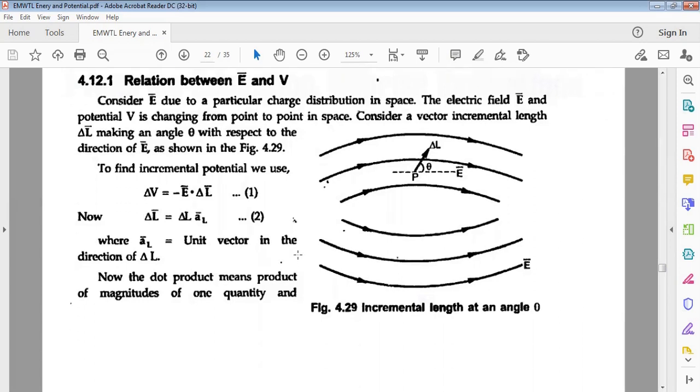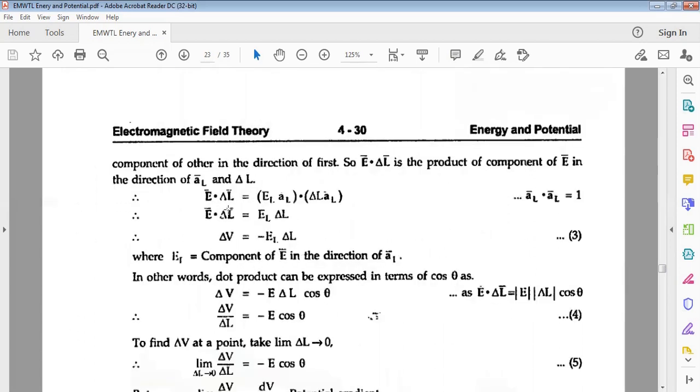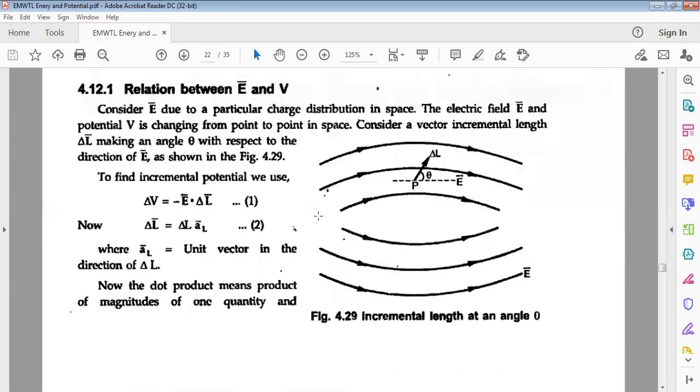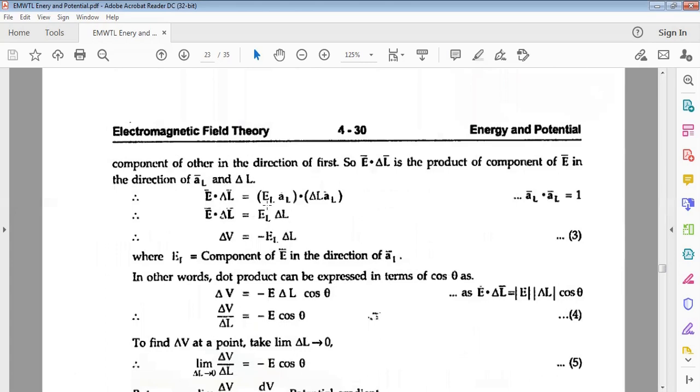Now the dot product E bar dot delta L bar. E is in the L direction, so it is EL into aL bar dot delta L into aL bar. So E bar dot delta L bar is the product of the component of E bar in the direction of aL bar and delta L. So E bar dot delta L bar is equal to EL into delta L, and aL bar dot aL bar is equal to 1.